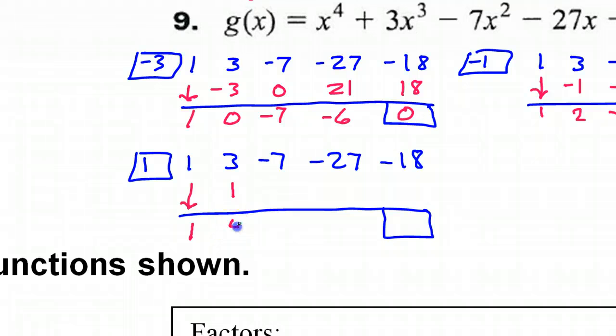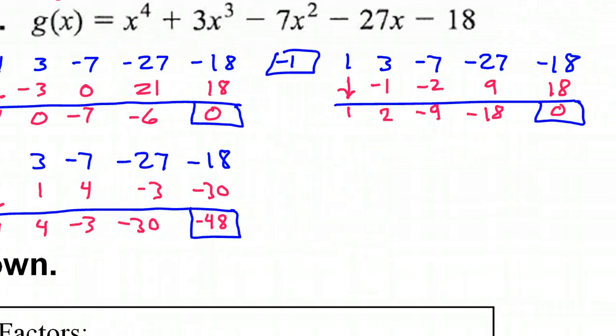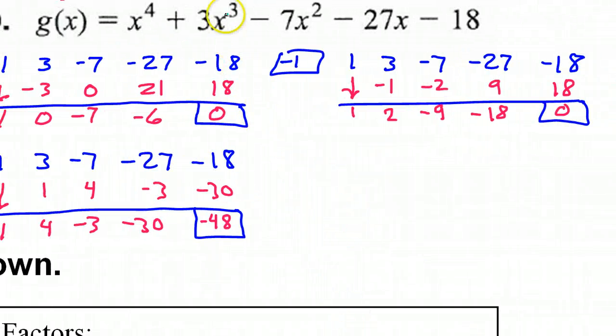Okay, so that's 1, so that's 4. So that's 4, so that's negative 3. So that's negative 3, so that's negative 30. So that's negative 30, so this is negative 48. So that's a fail. Okay, so that means 1 is not a zero. Okay, so I will check the last one. We'll check positive 3.